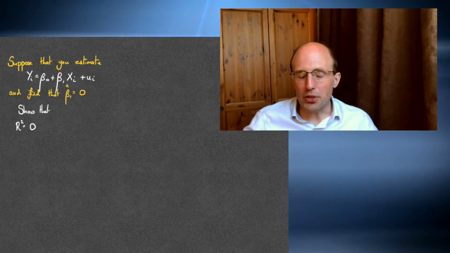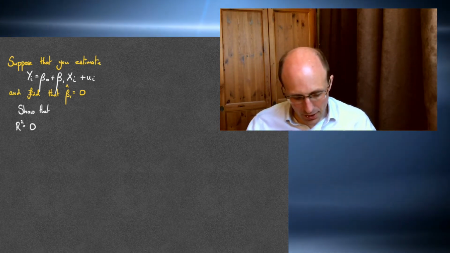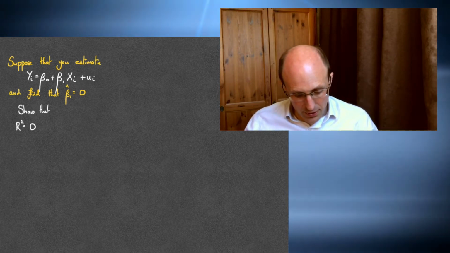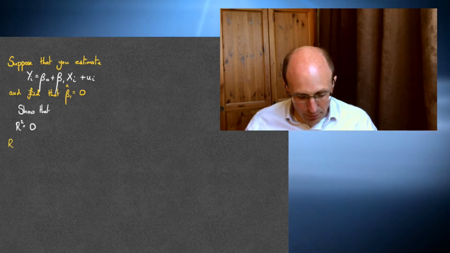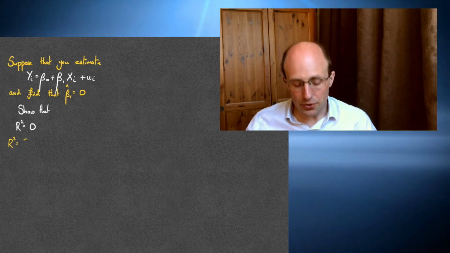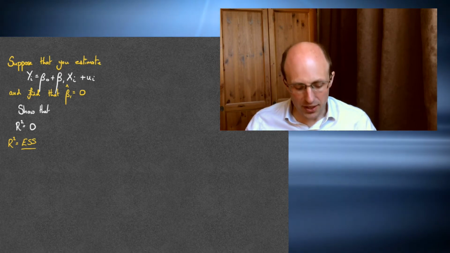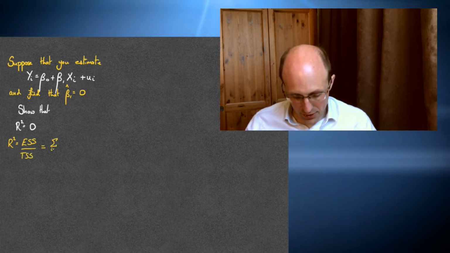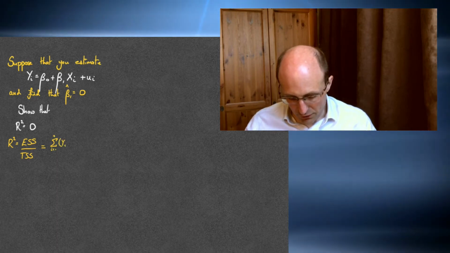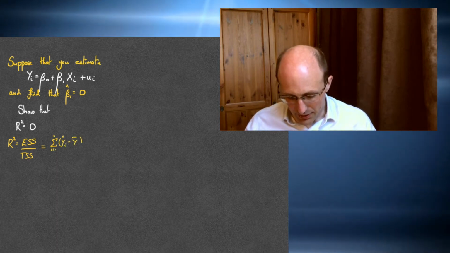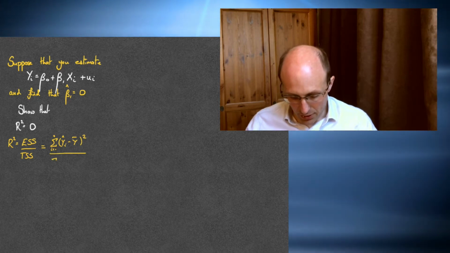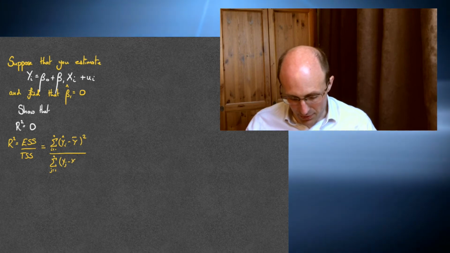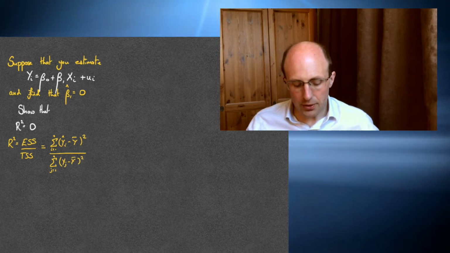You already probably know this answer, but just to illustrate what the student would see, it might be that we start off by writing down that the R squared is equal to the explained sum of squares over the total sum of squares, which is equal to the sum of the (y_i hat minus y bar) squared over the sum of the (y_i minus y bar) squared.